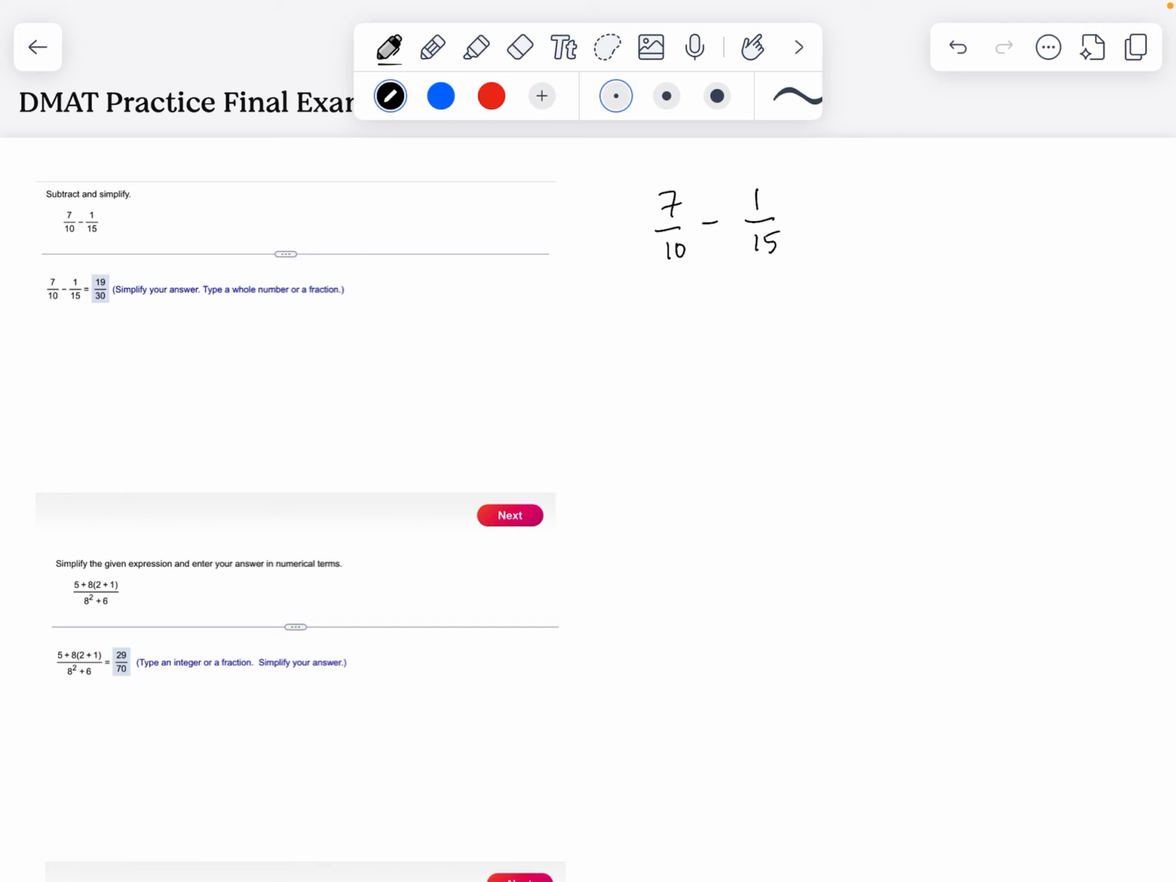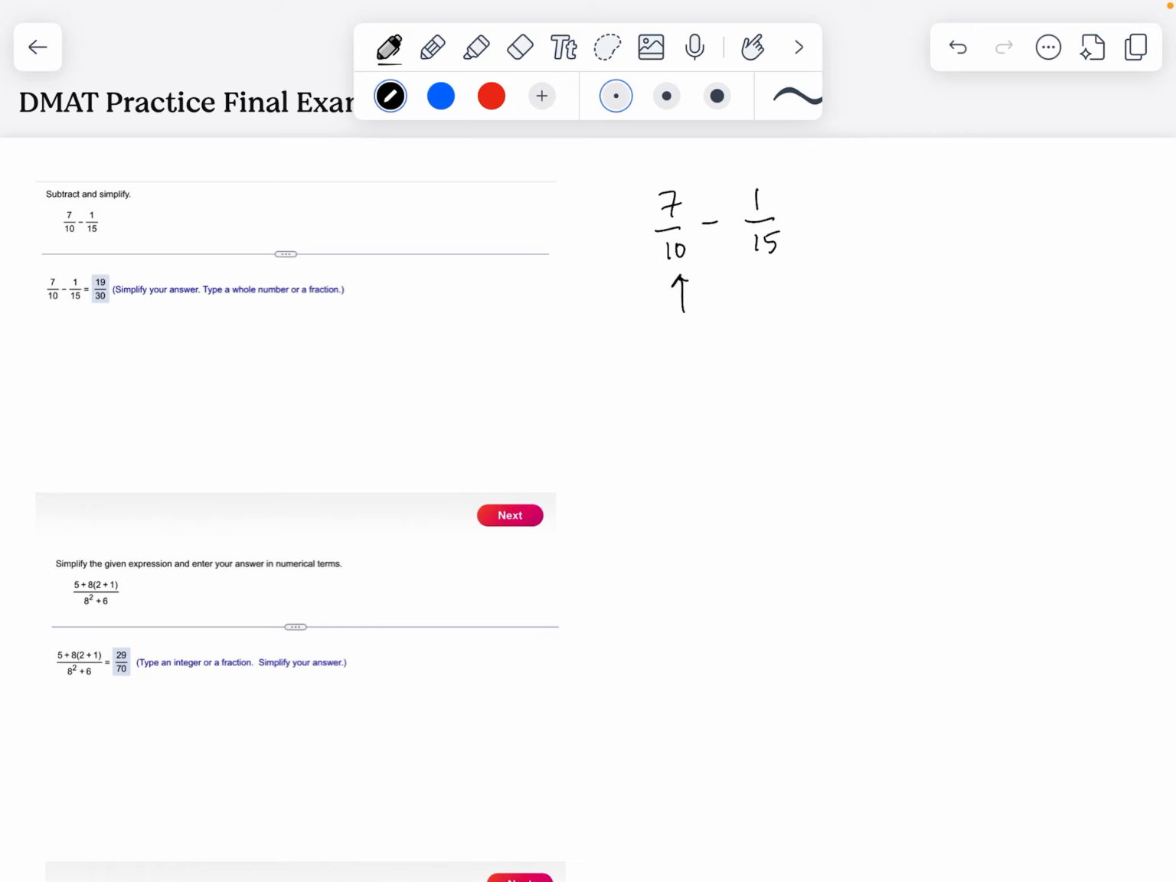So the objective of this question is to be able to do the operation between two fractions. In order for us to do that, we have to get these two fractions into one fraction. In other words, we want to find the common denominator between the two, and then we'll do the operations of the numerator and simplify. So let's see how that looks.